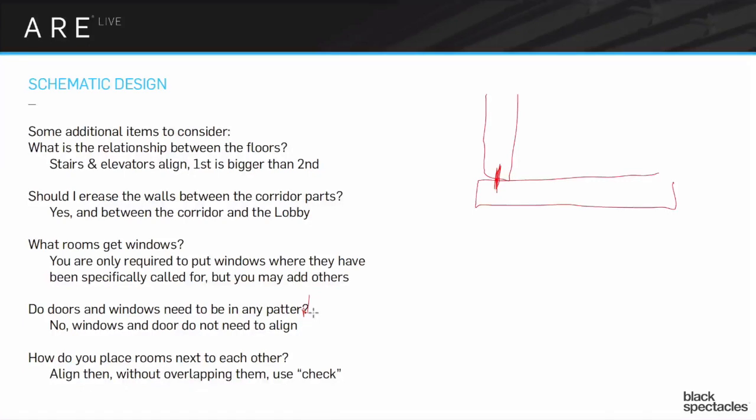And then how do you place rooms next to each other? Well, first thing you're going to do is put them next to each other, align them without overlapping them, and then check it by using the check tool, which will turn them red if they're too much overlapped or too far apart from each other. So use the advantages of this fairly simple program.